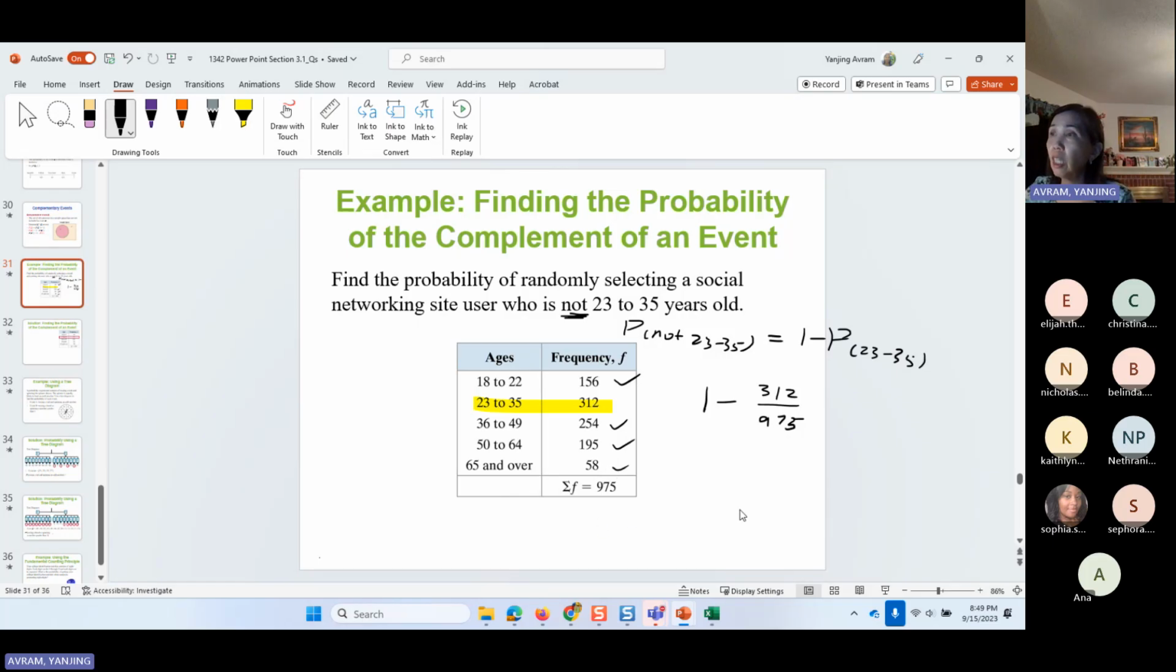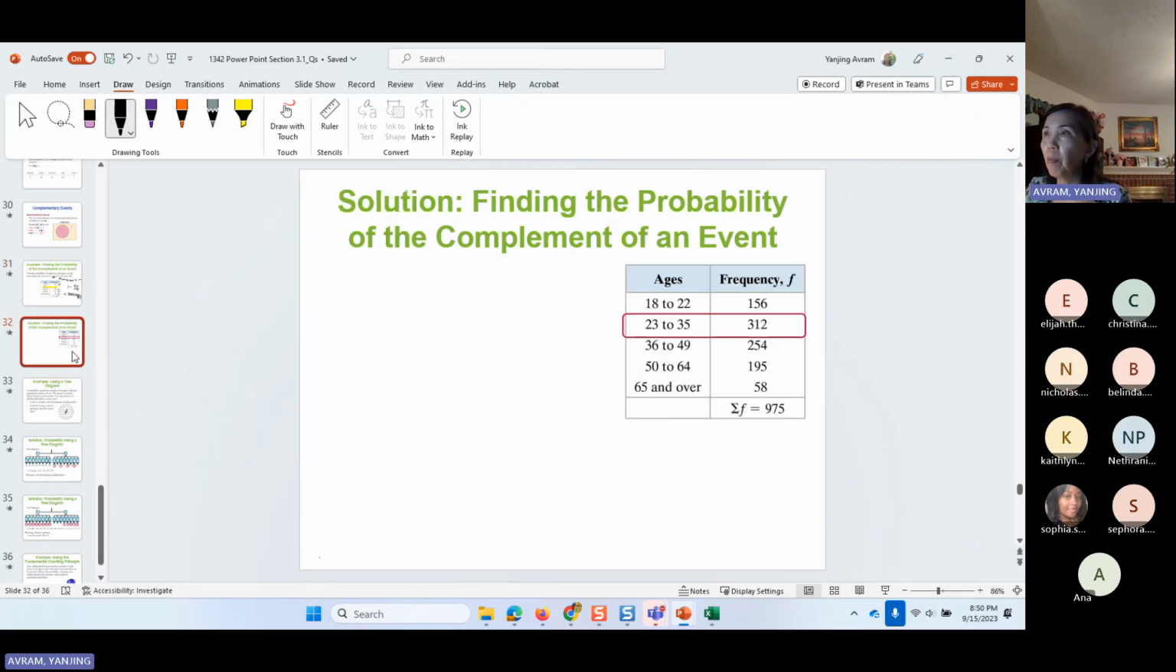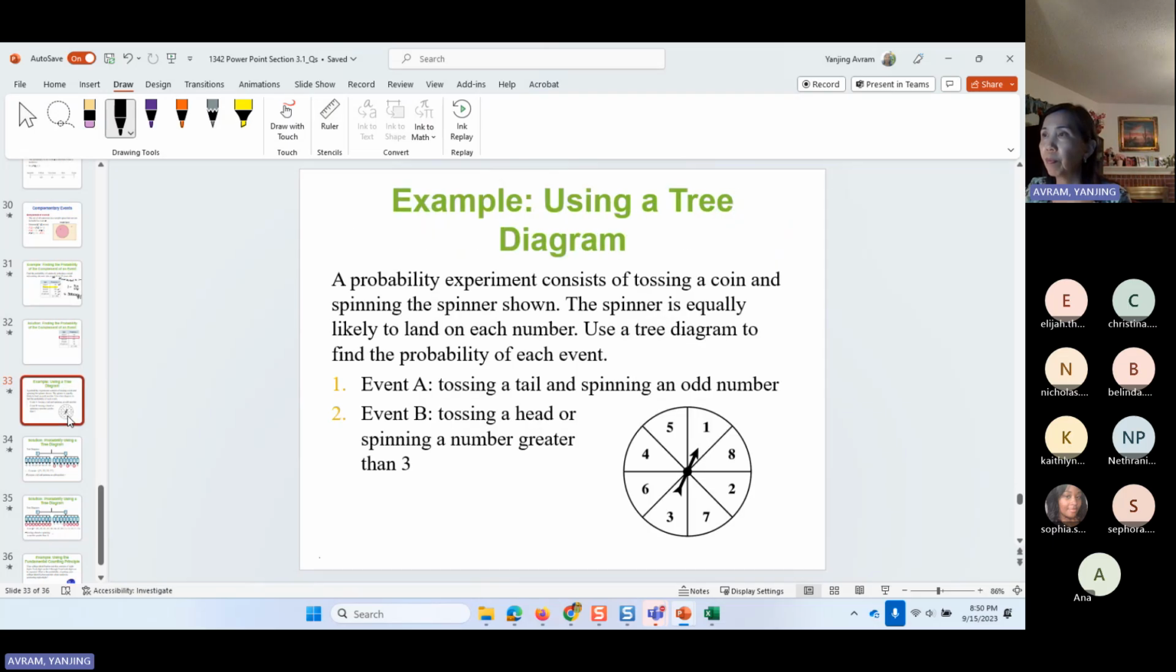All right. Or in this case, I can add all this together: 156 plus 254 plus 195 plus 58, and divide by the total. If I don't want to use the complement, I can use this way as well. But you can see this is a little bit more calculation than the other one. So that is the beauty of the complement. You can do that much more easily.